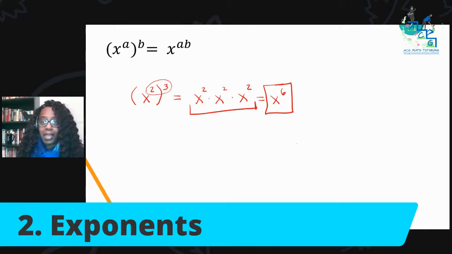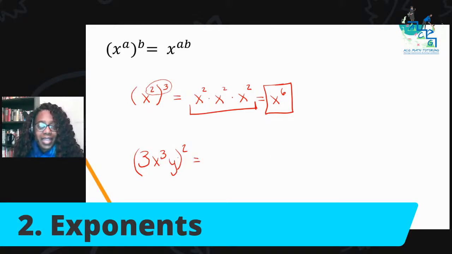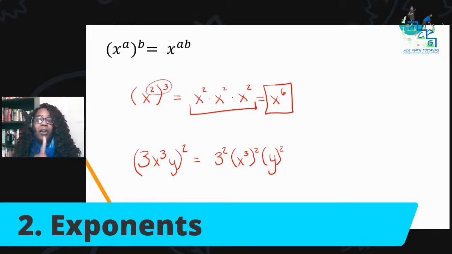Right, so let's try another one. So we have 3x cubed times y, and it's going to be raised to the second power. So everything in this parenthesis is being raised to the second power. So that means the 3 is being raised to the second power. The x cubed is being raised to the second power, and the y is being raised to the second power. The part that everyone messes up on is they forget to square the leading coefficient, or they forget to square the 3. So everything. So if you think of it this way, you're with 5 of your friends. You have a pack of gum.